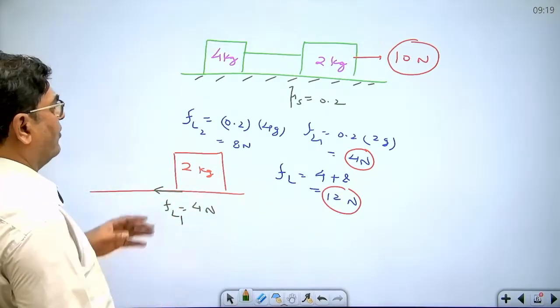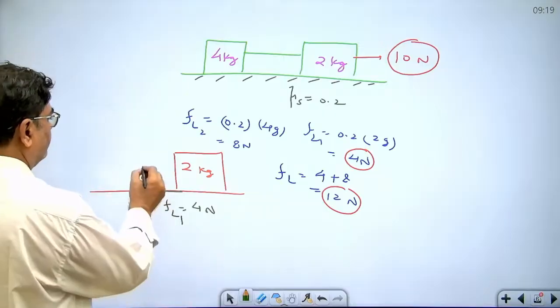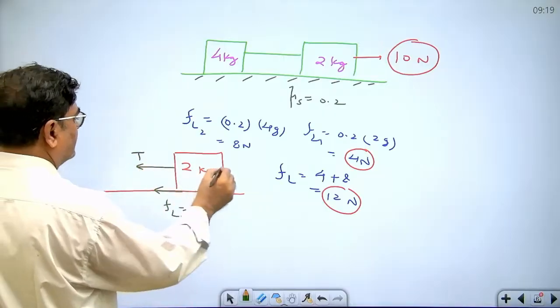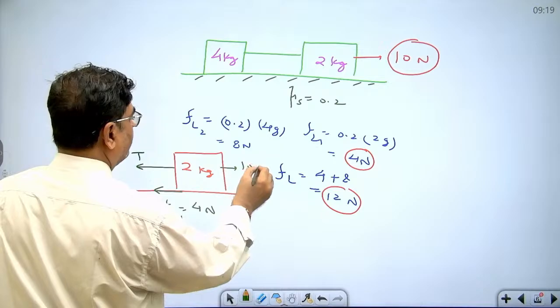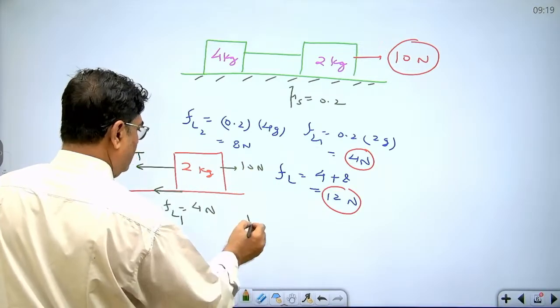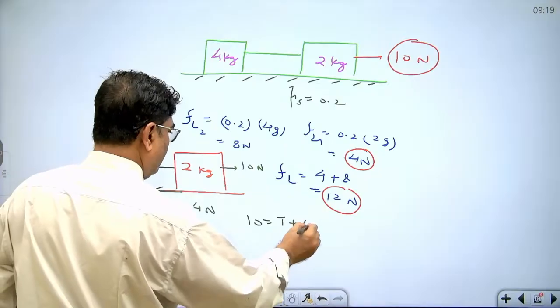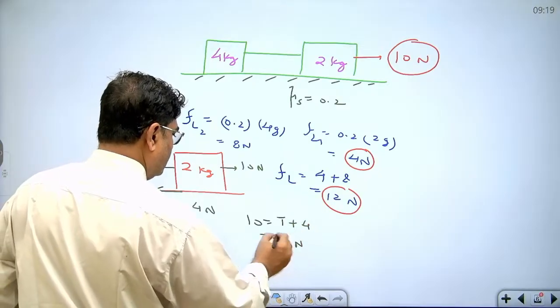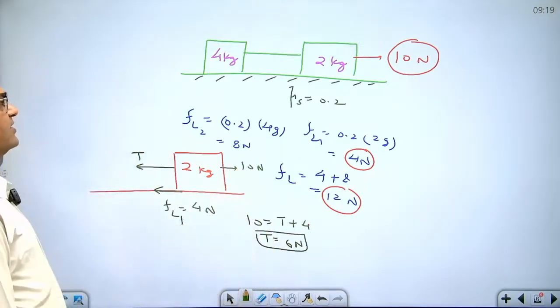Now for equilibrium of 2 kg, what is the relation? This is tension in the string and this is 10 Newton. So 10 equal to T plus 4. So T equal to what? This is 6 Newton. So tension in the string is 6 Newton.